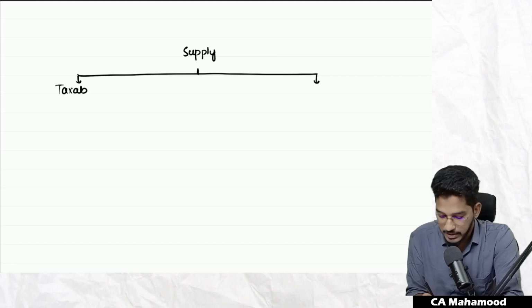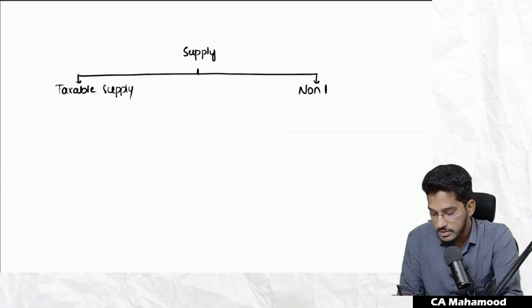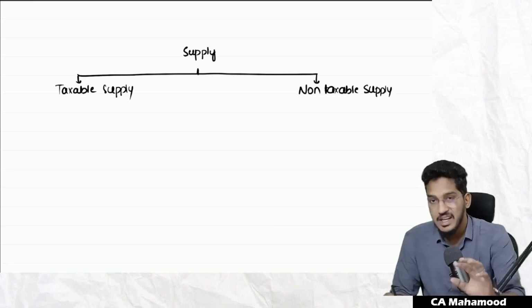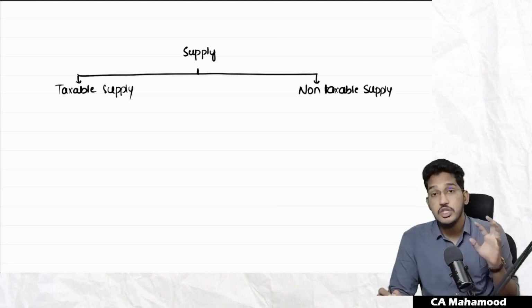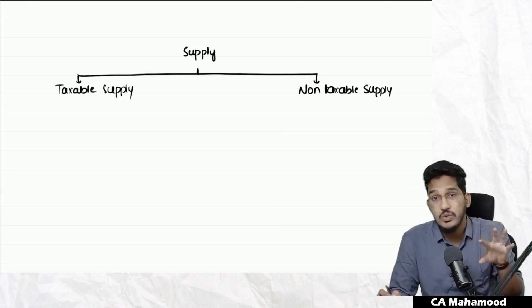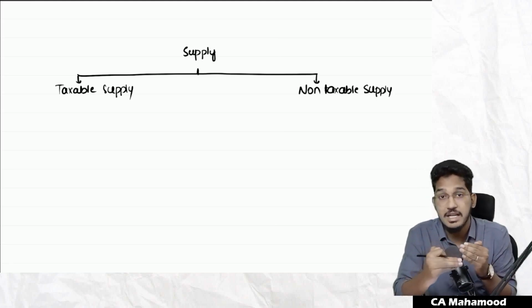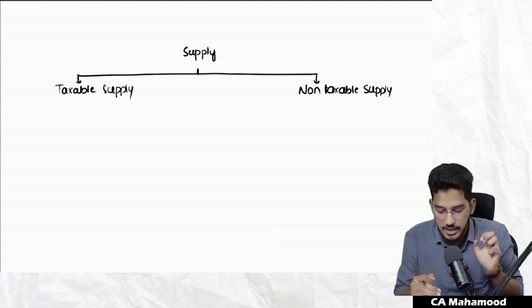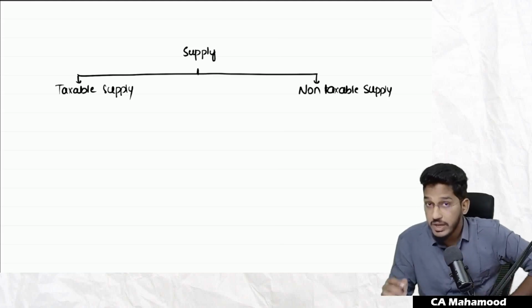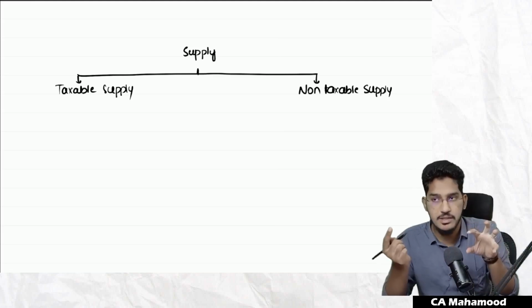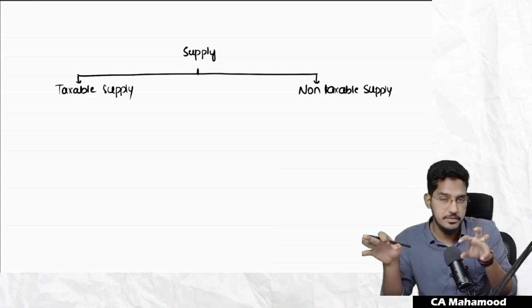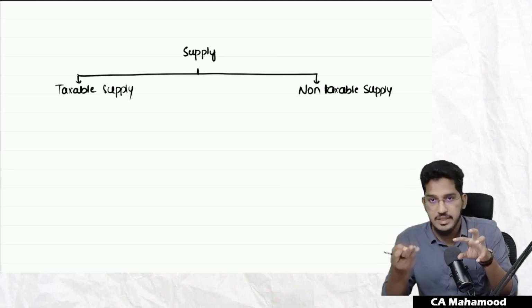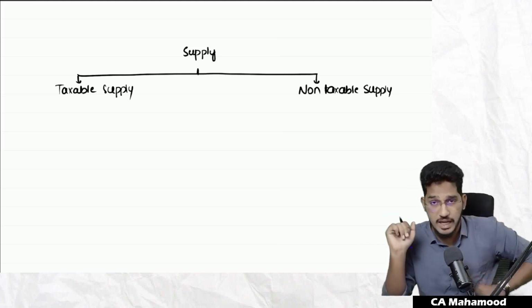One is a taxable supply, and the other one is a non-taxable supply. Taxable supply means a supply on which you can levy a tax. When the government is able to levy a tax on a certain supply, we call it a taxable supply. Whereas non-taxable supplies are those supplies on which a tax cannot be levied. The supplies on which the government can't levy the tax, we call non-taxable supply.